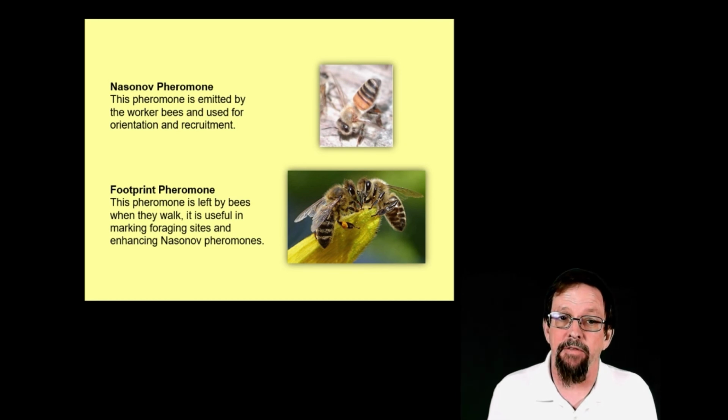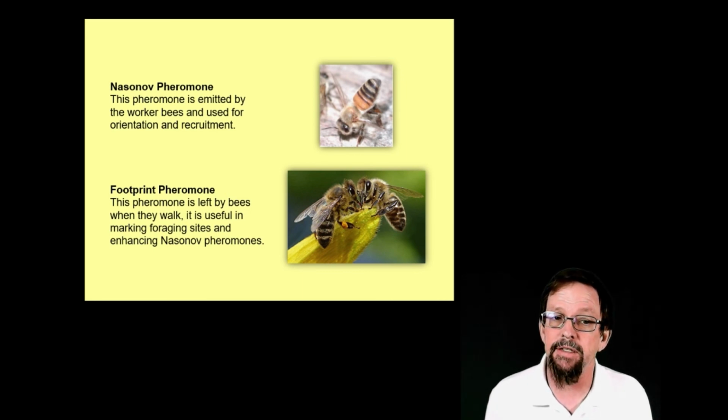Next is the Nasonov pheromone. This pheromone is emitted by worker bees and used for orientation and recruiting of other bees. Also, the footprint pheromone. This pheromone is left by bees when they walk. It's useful in marking foraging sites and enhancing the Nasonov pheromones.